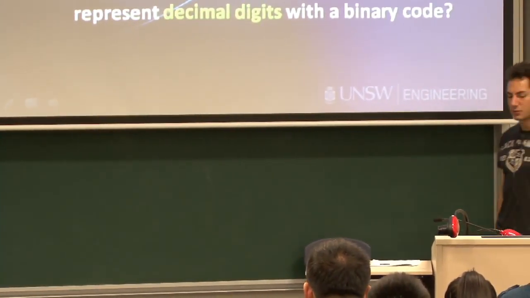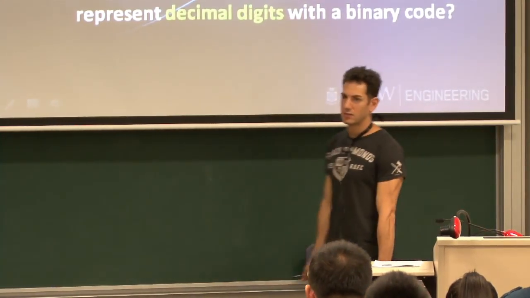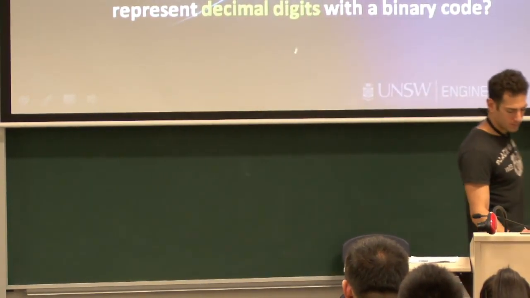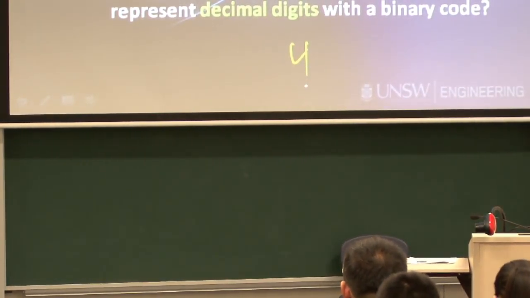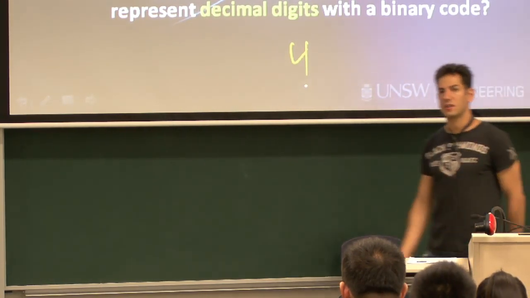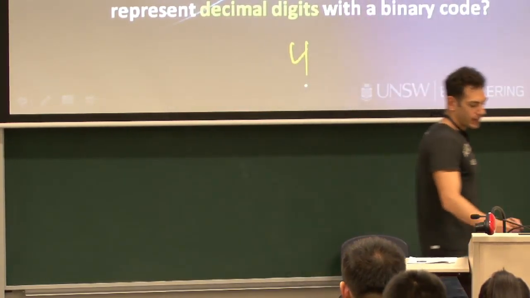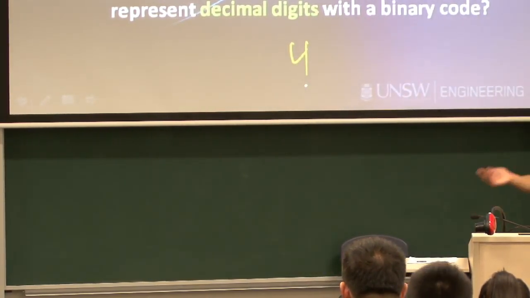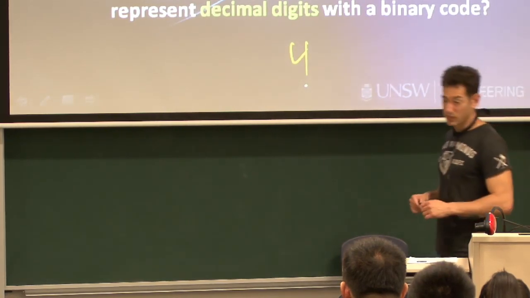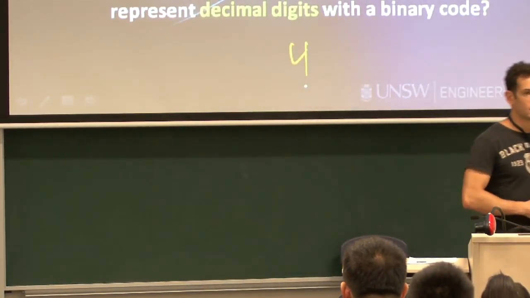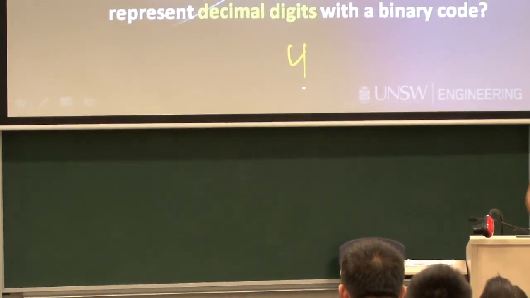Question, how many bits do we need to represent the 10 decimal digits? 4. Yeah. Log 2 of 10 is 3 point something. Ceiling of 3 point something is 4. In fact, with 4 bits, we can represent 16 different items. We only need 10, so that works. We couldn't go down to 3, because with 3 bits, we can only represent 8 things.